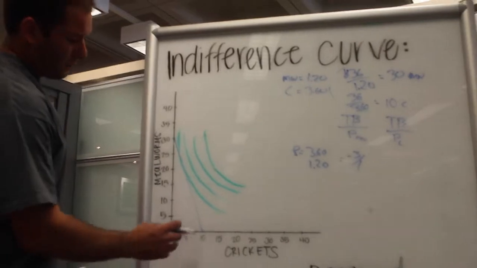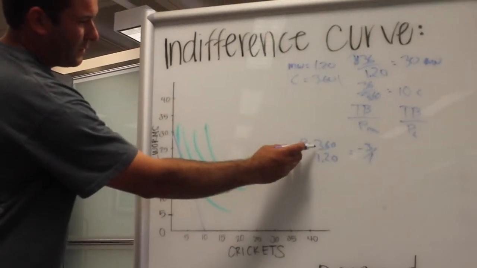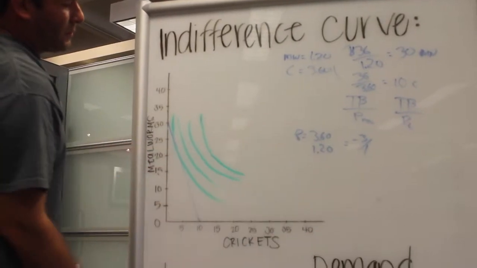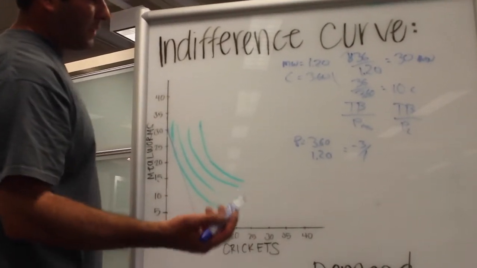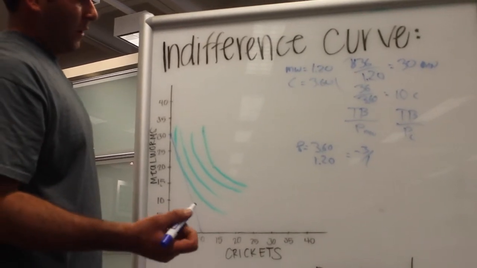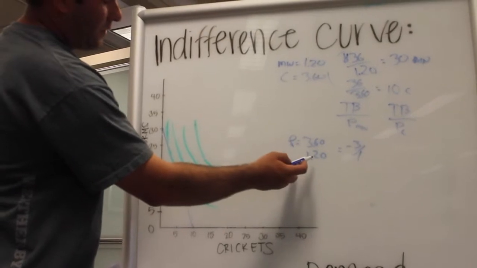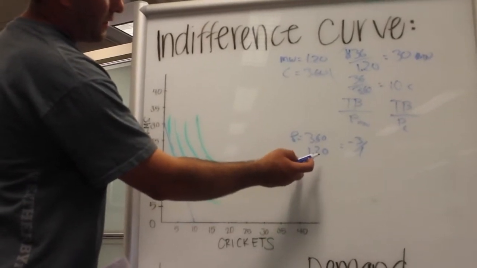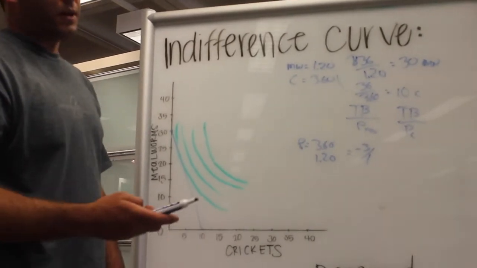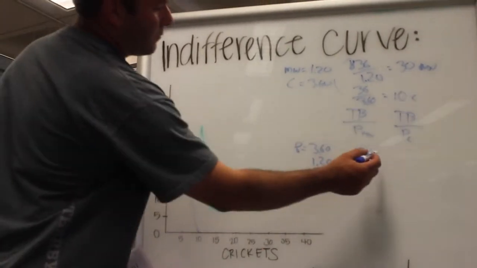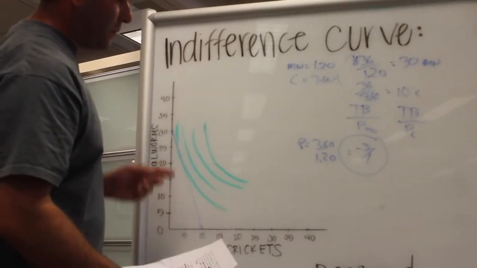So what this means is that if we're going to buy one more box of crickets, we're going to have $3.60 less to spend on mealworms. So mealworms costing $1.20, we're going to have to put 3 cartons of mealworms back on the shelf to make up the $3.60 we spent on another box of crickets, which represents the slope again of the budget line.